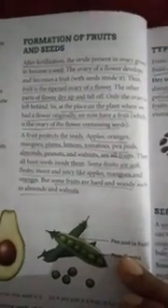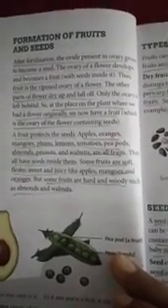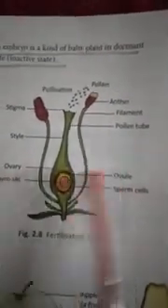The fruit is developed after the fertilization. What is happening? The ovule present in the ovary grows to become seed, and the ovary of the flower develops and becomes a fruit. Here in figure 2.8 you can see the two labelings, the ovule and the ovary. So this ovule is developing into seed and this ovary is developing into the fruit.